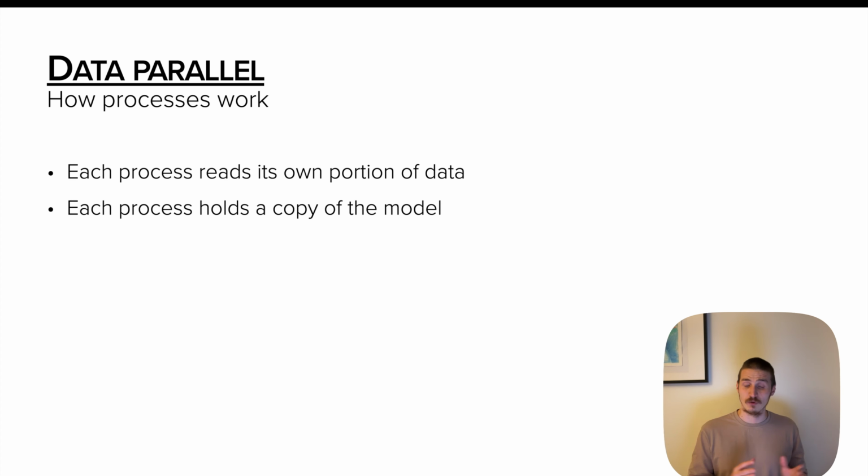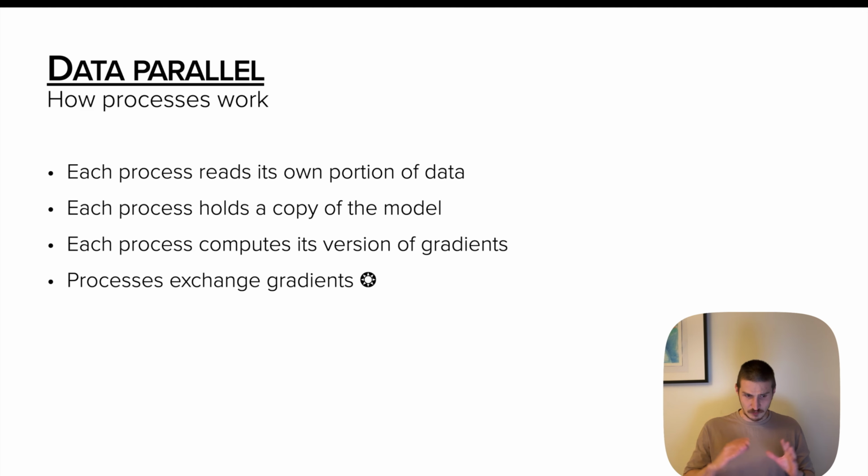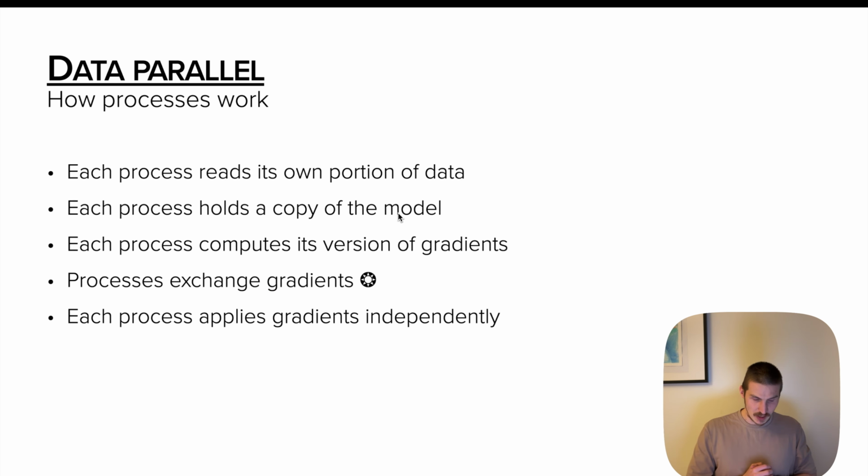Each process holds a copy of the model by basically loading the model from pre-trained, from Hugging Face, as we did. Then each process computes its version of gradients on its own portion of data. Then we exchange gradients between processes, and this is the only actual step that requires cross-communication between processes. And then something interesting happens. So then we need to apply the gradient. We have the gradient after all the exchanges, after we've communicated to other processes. We have to apply it to the current model weights, and each process does that independently.